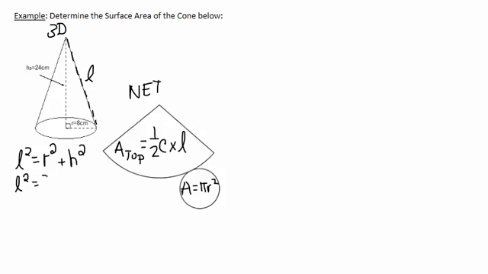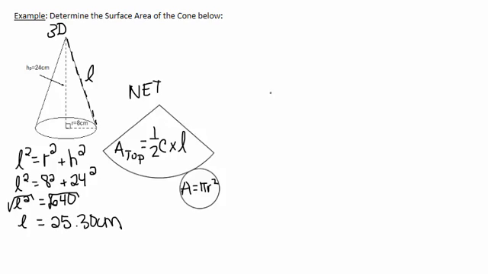And then L squared is equal to 8 squared plus 24 squared. L squared is equal to 640, and then we take the square root of both sides. And L is equal to 25.30 centimeters. So now let's do our overall surface area formula. Surface area is equal to the area of the top shape plus the area of the circle, which is the bottom shape.